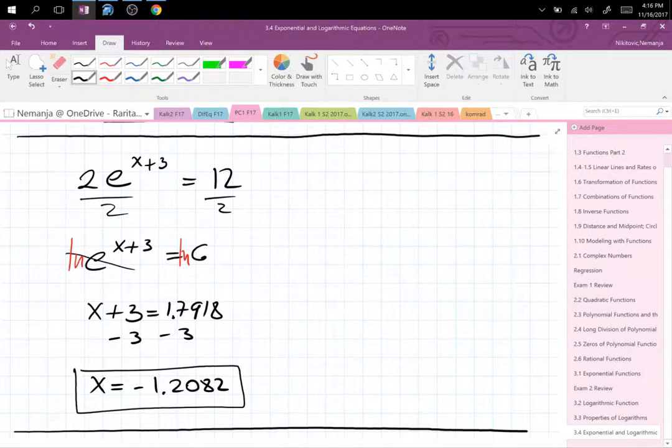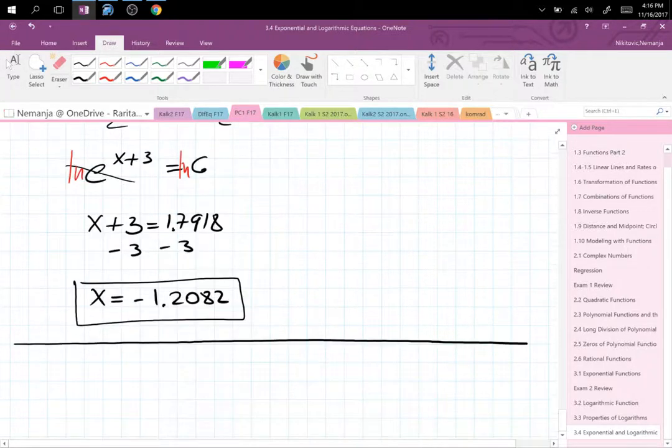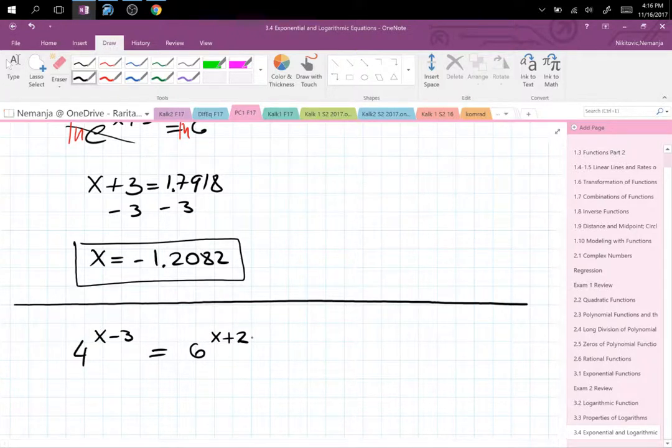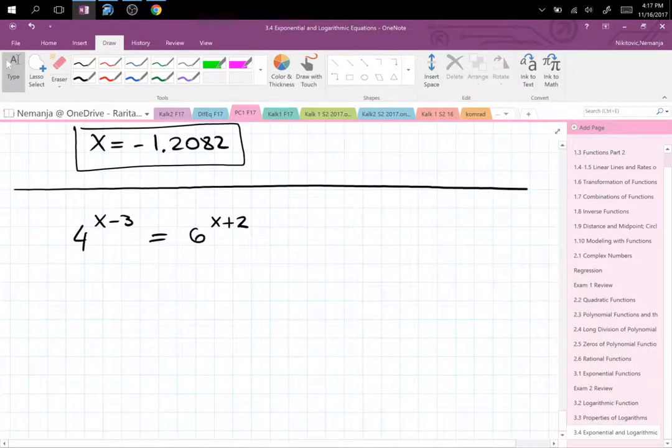The last batch of problems for exponential, and then we move into logarithmic, is a batch of problems which have bases that don't match. So 4 to the x minus 3 is equal to whatever, 6 to the x plus 2. And there is an interesting way to solve these problems to get an exact answer. And you can punch that exact answer in a calculator and get the approximate answer in decimal. So what do I do here? I ln both sides.